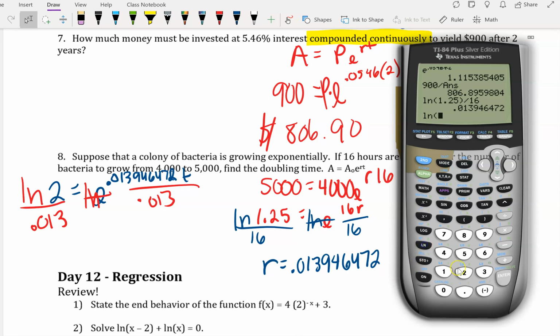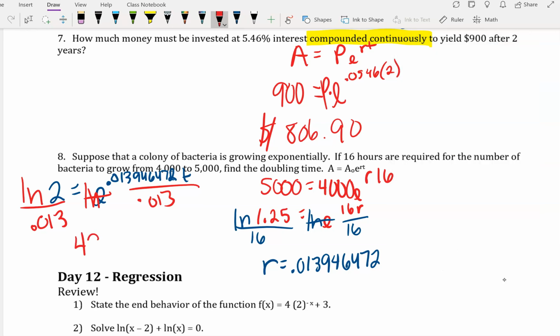So natural log of 2, divide that by 0.0139. Oh, I guess that's good. 0.013946472. You don't really need that long of a decimal, but the longer the decimal, the more precise. So 49.7 minutes. No, hours was our units.